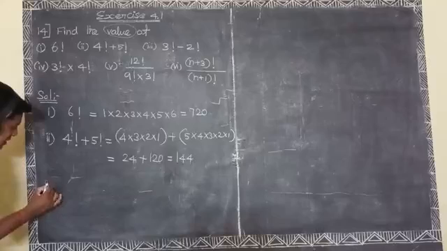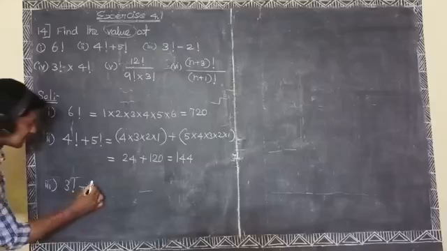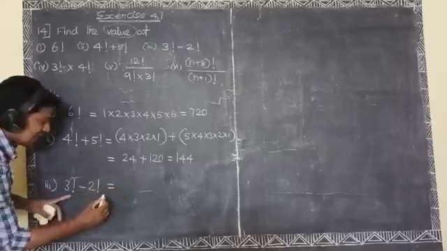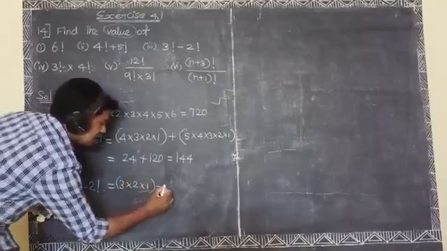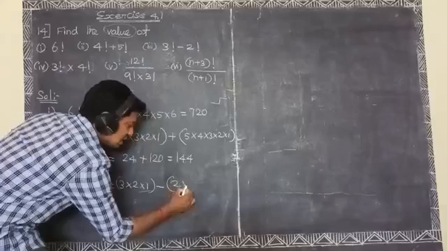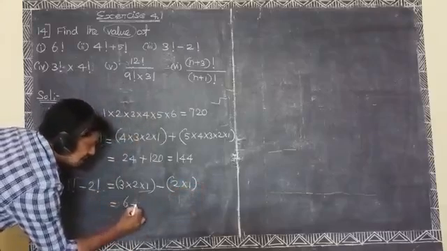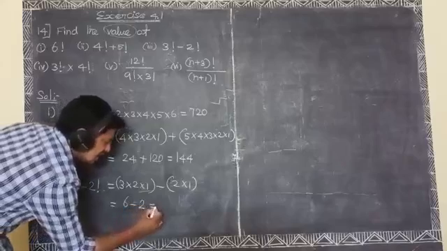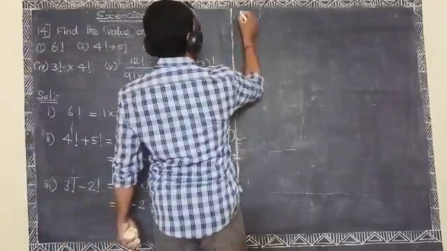Then the third subdivision, 3 factorial minus 2 factorial. Here 3 factorial means 3 into 2 into 1 minus 2 factorial means 2 into 1. 3 factorial is 3 into 2, 6, minus 2 factorial is 2, which is equal to 4. Okay.